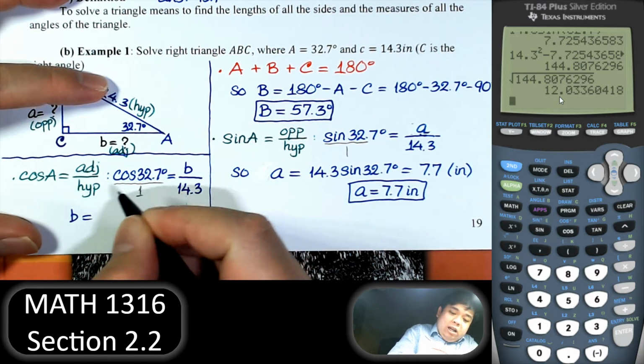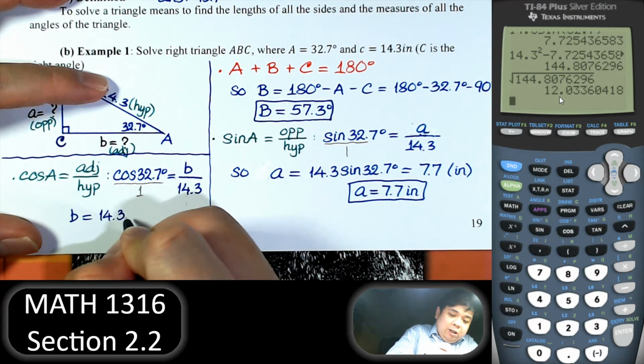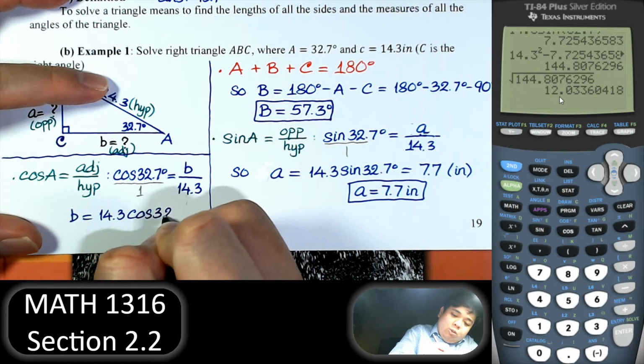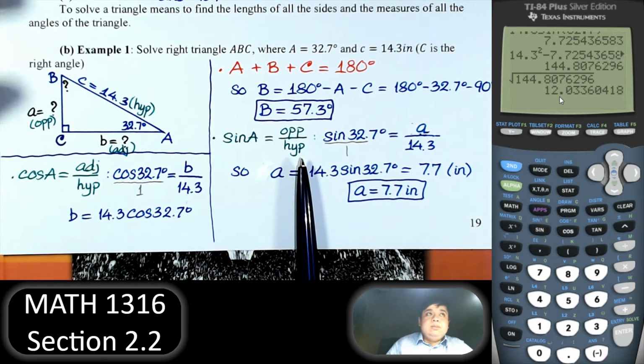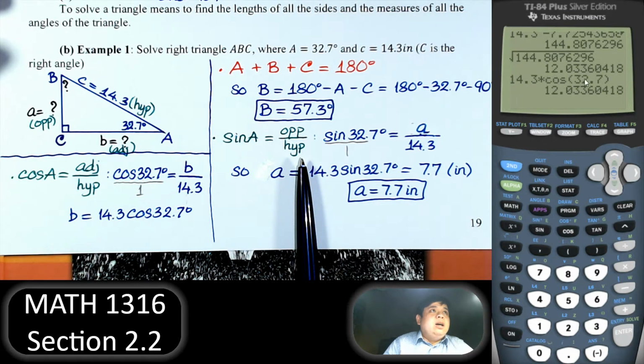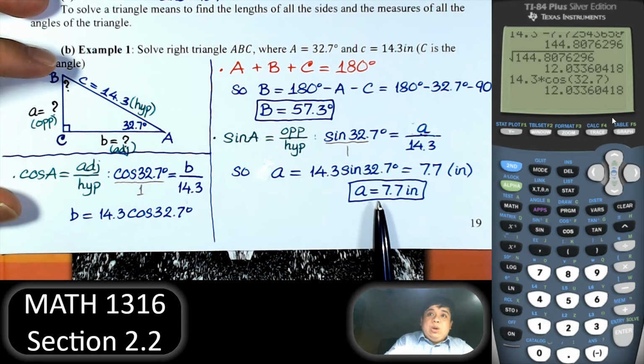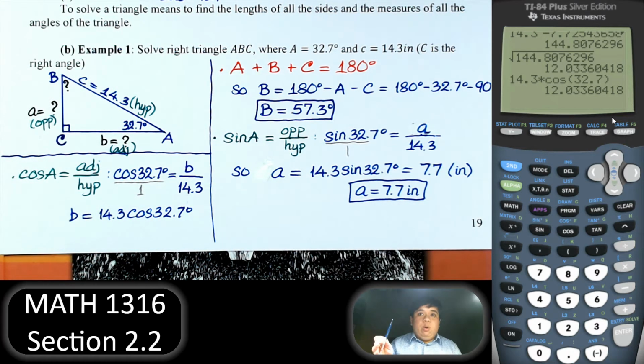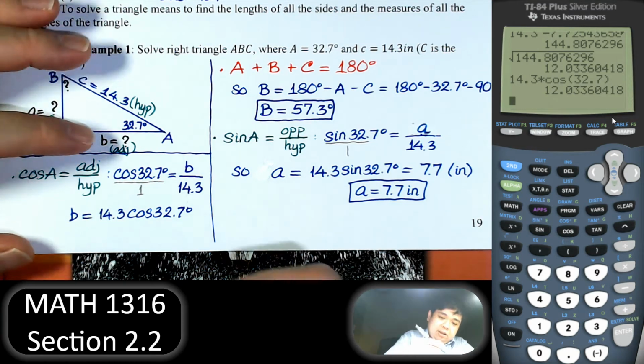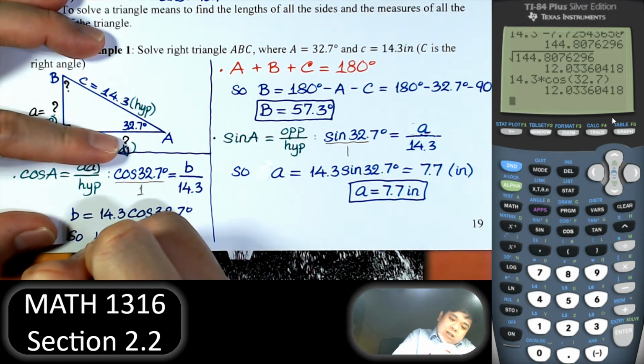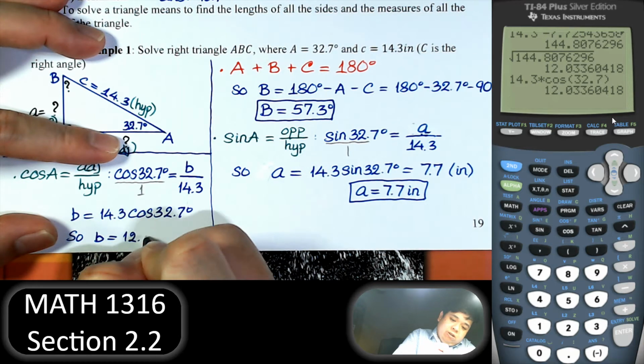So B times 1 is equal to 14.3 times cosine of 32.7 degrees. So 14.3 times cosine of 32.7 degrees. As you see, the numbers will be very good. So don't round anything in the middle and use those numbers. Use the whole thing before rounding. So B is equal to 12.0 inches.